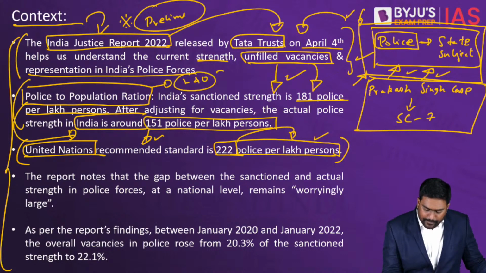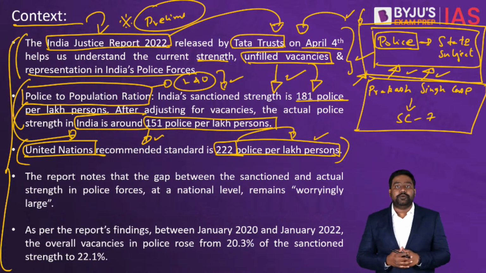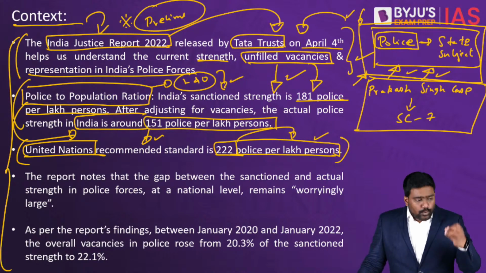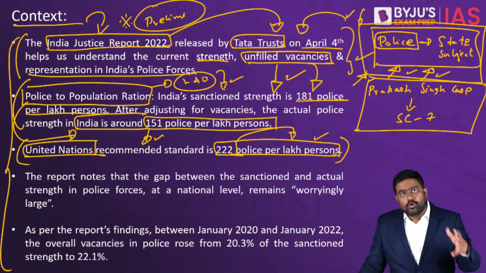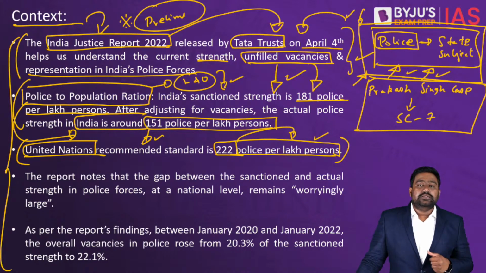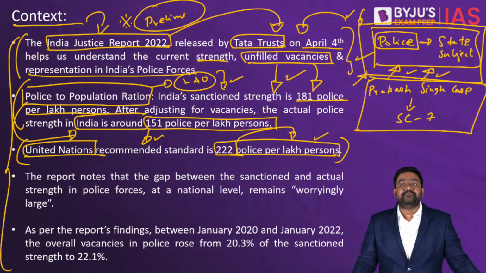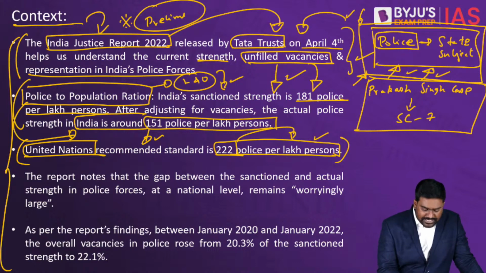It affects law and order. It affects law enforcement because police forces are overburdened. Fewer and fewer police officers are being given more and more responsibilities. It increases the stress, the burden on them, also leads to more politicization, corruption, and misuse of the police system. This is a critical problem which needs to be addressed.